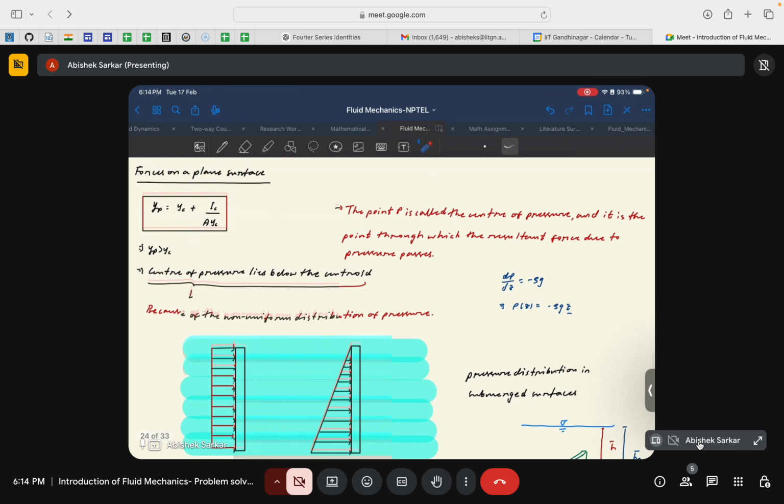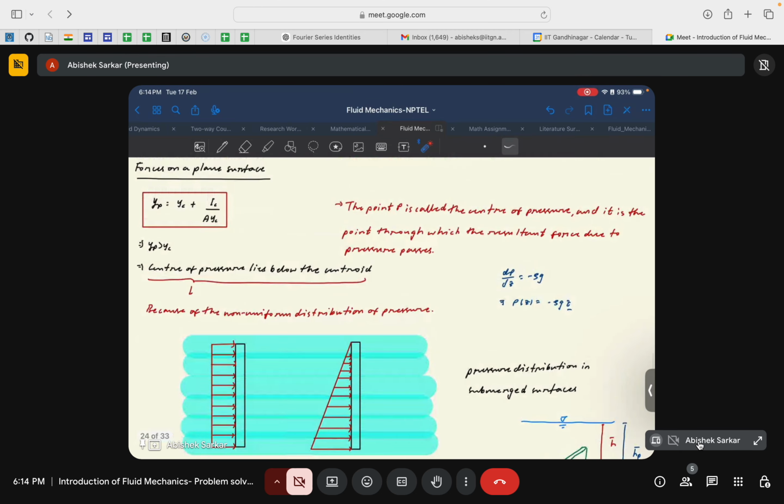Okay, so that's a fundamental understanding that you should know. And you will see that the first basic question that anyone would ask is why the center of pressure lies below the center of gravity, or the centroid. So this again stems from the pressure distribution.